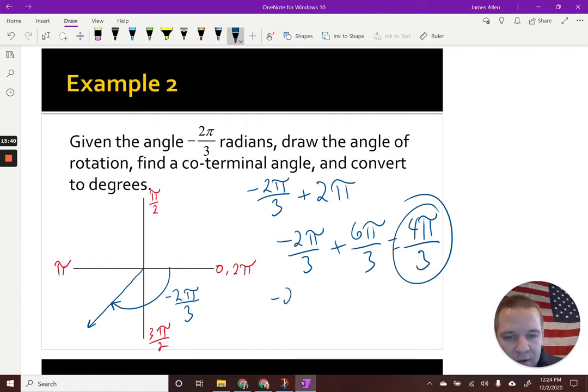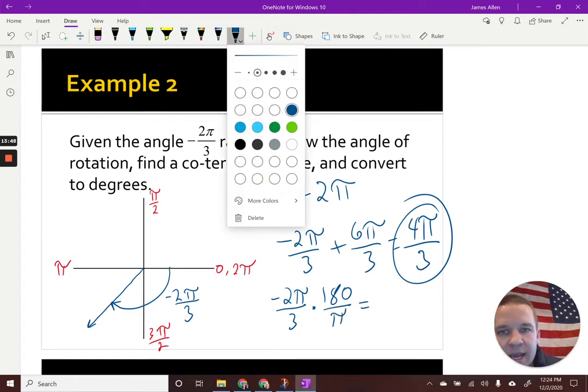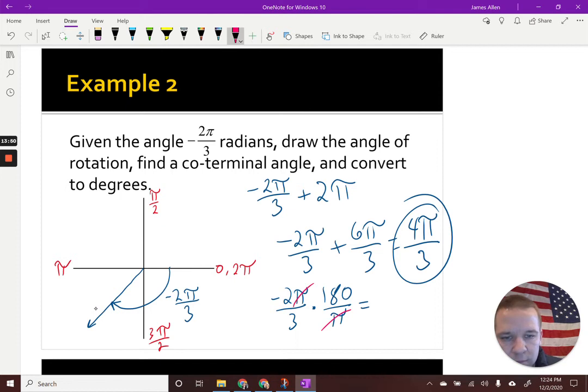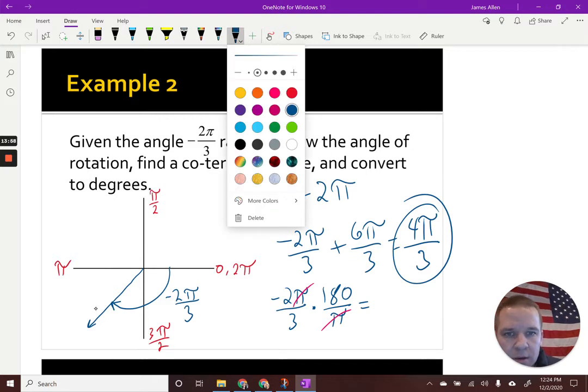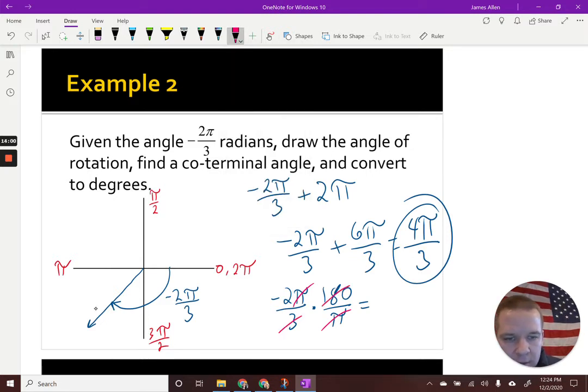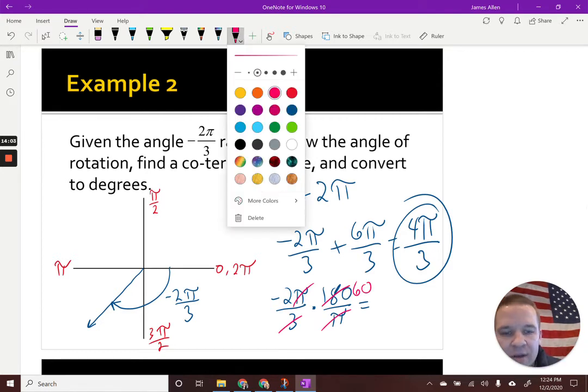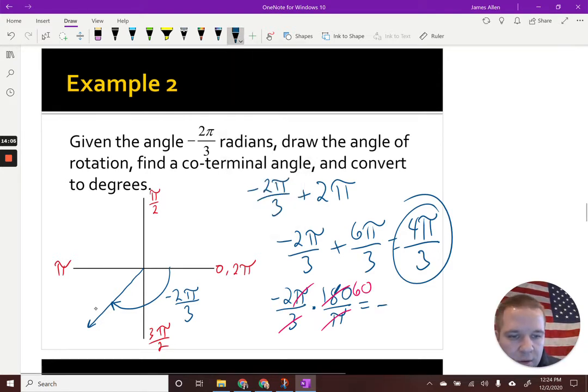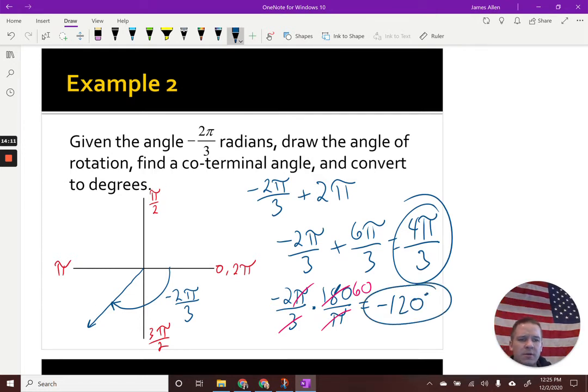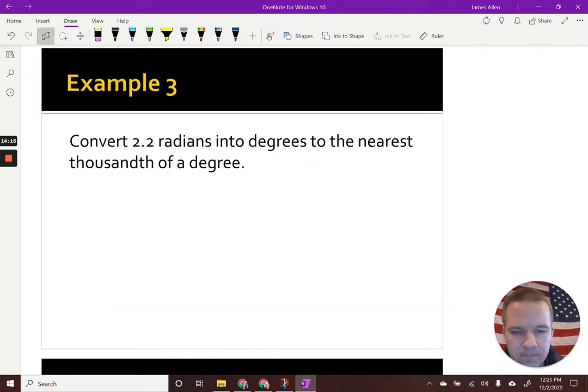So that means I'm going to multiply negative 2 pi divided by 3 by 180 divided by pi. So my pi's are going to cancel. The 180 over 3 reduces down to 60. So then I'd have negative 2 times 60, which is negative 120 degrees. Awesome sauce. Fantastic. Whew. Man, I'm out of breath here. We're just going for it.